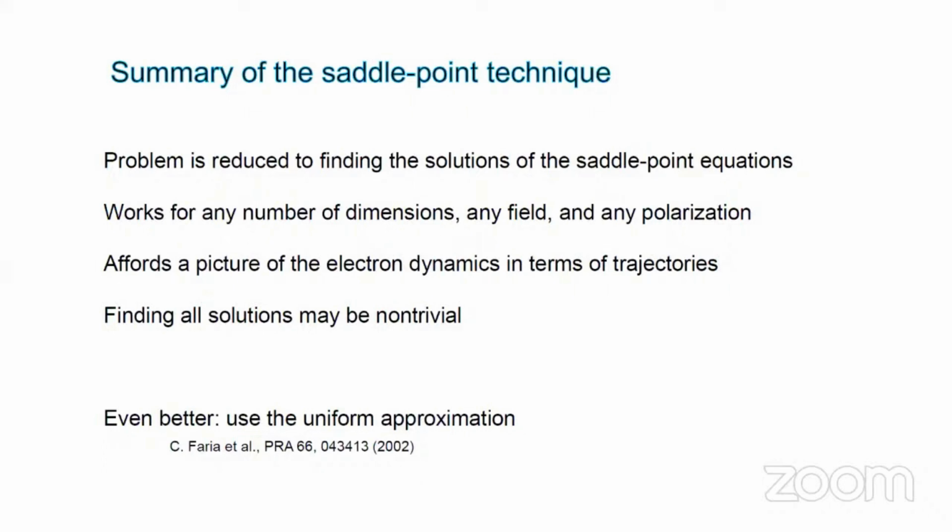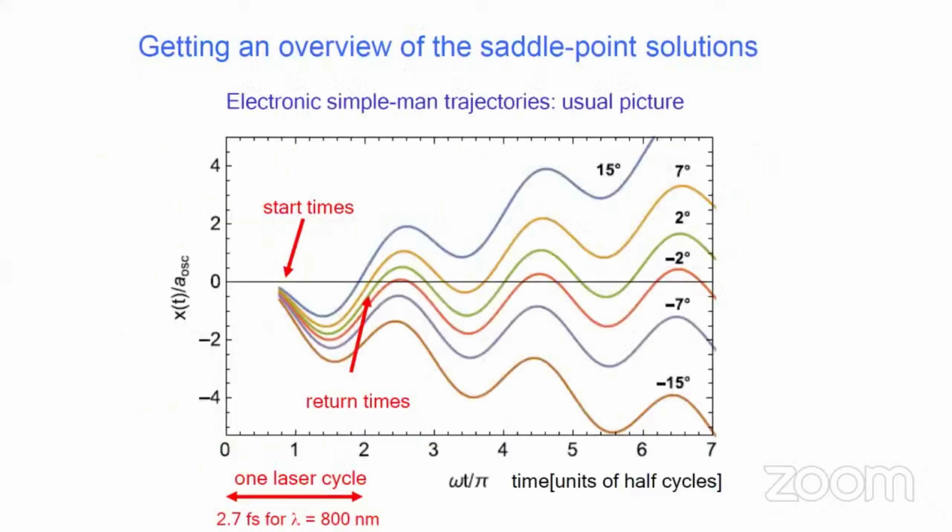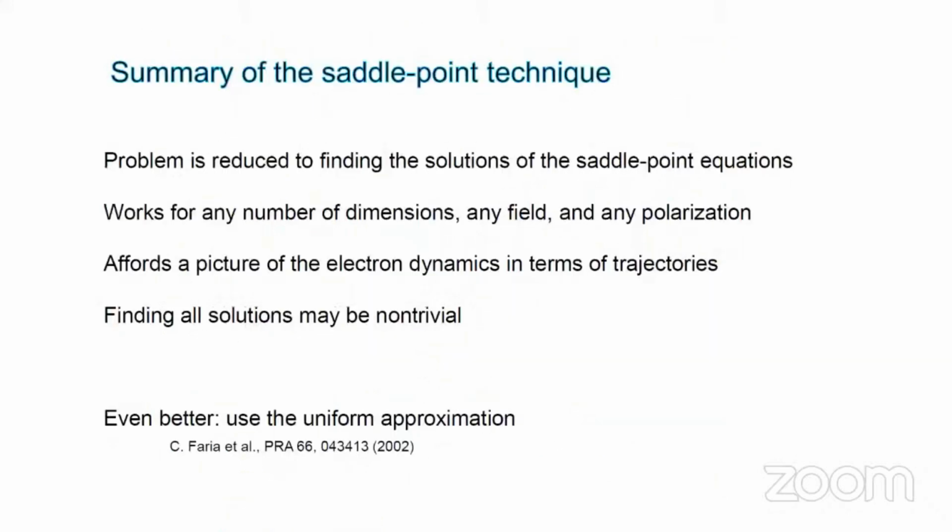And the beauty is that this works for any field, for any polarization, especially. Normally, if you solve the TDSE, going from linear to elliptical polarization is a big problem, really. In this case, it's not. Just finding the solutions is a bit more complicated, and actually finding the solutions can be anything but trivial. I should mention that a better approach actually is the uniform approximation, which has been pushed by Carla Faria again.